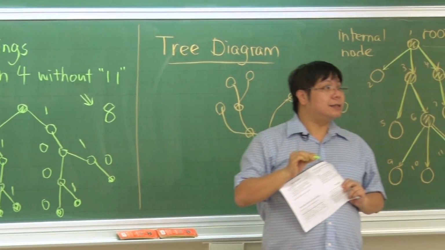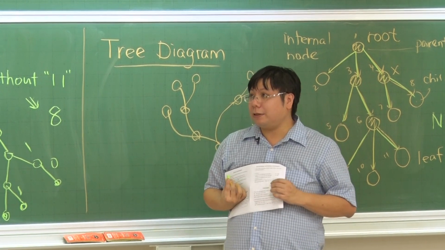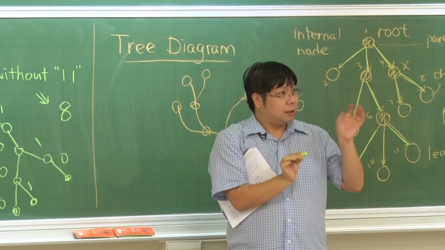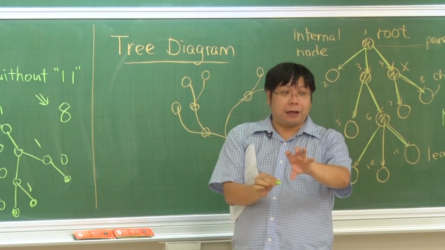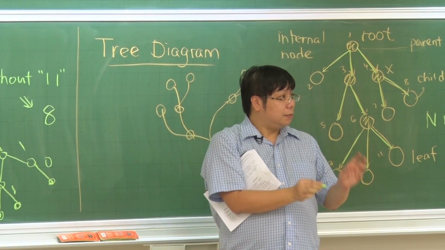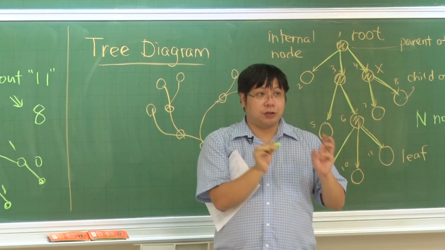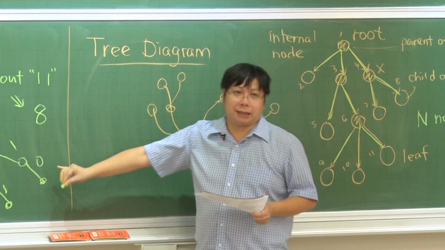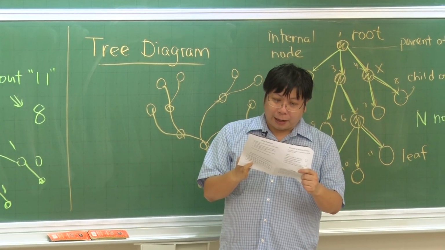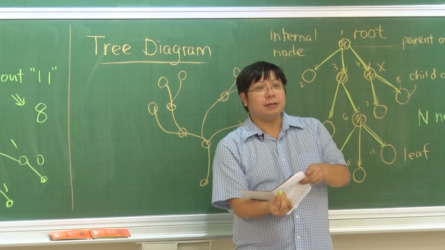So in that case, better try to find out some rules or the relationship among the bit strings of length k with the bit strings of length k minus 1 or whatever. Maybe this will help you to get some general rule to predict what is the next number. Okay, so this is the tree diagram, and then that's it.